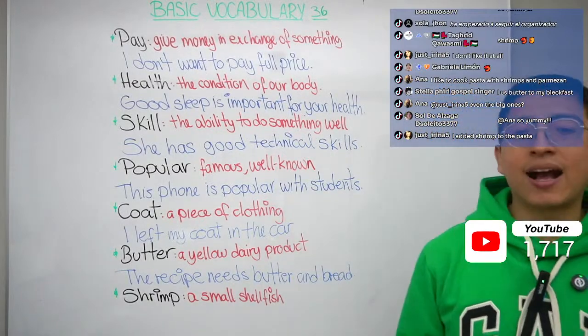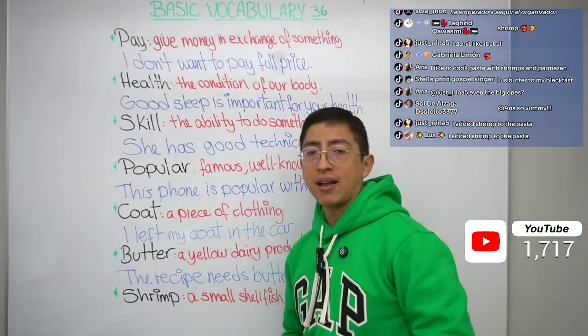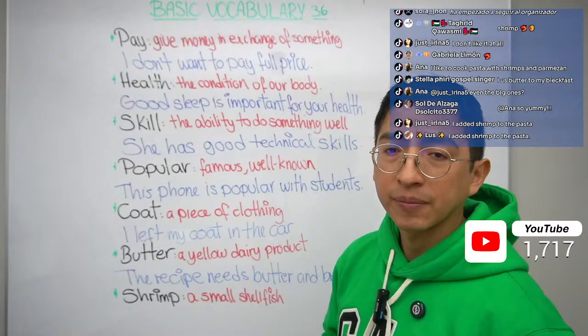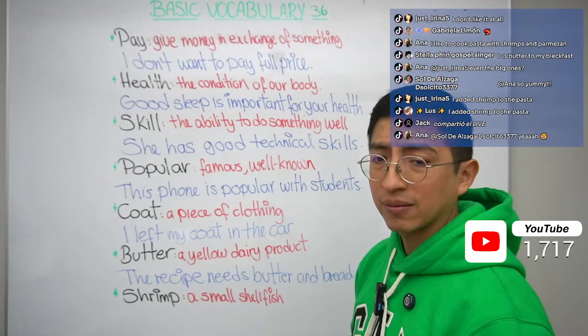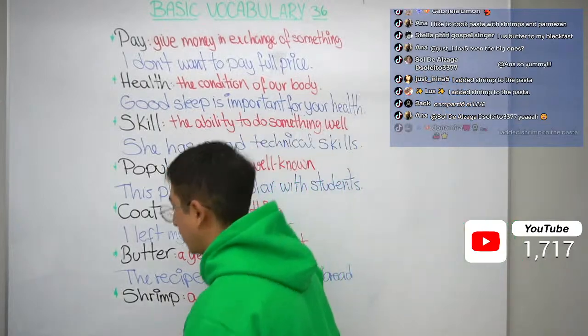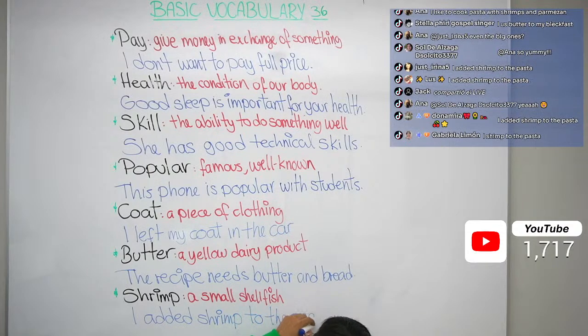Okay, I added shrimp to the pasta. Yes, very good, guys. I added shrimp to the pasta. I use butter for my breakfast. That's all. I use butter for my breakfast. Okay. I added shrimp to the pasta. Perfect.